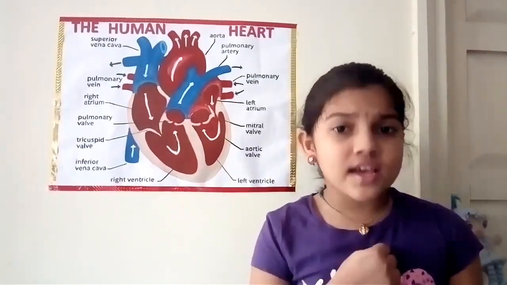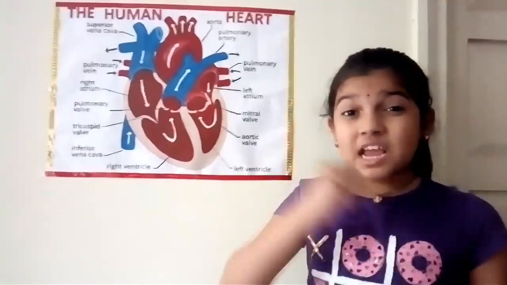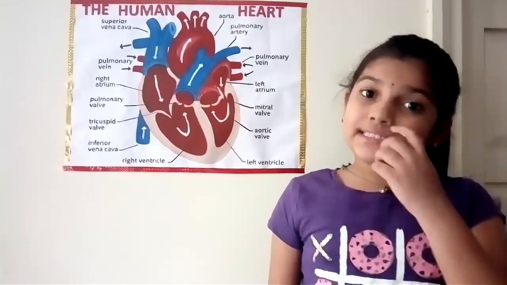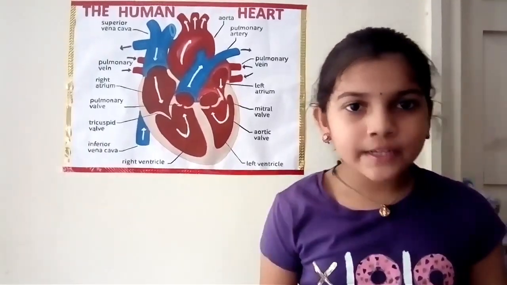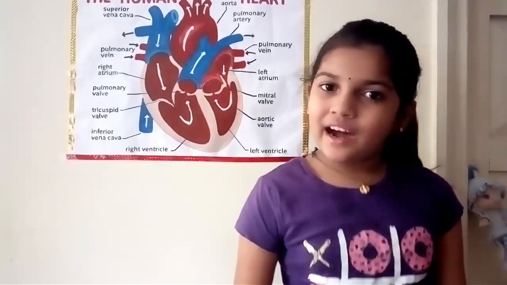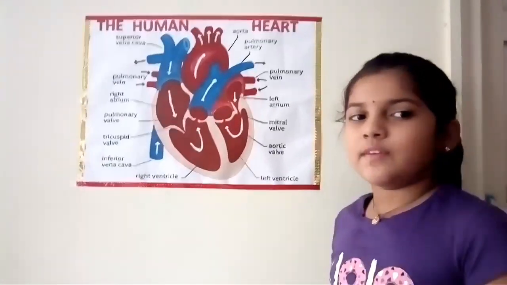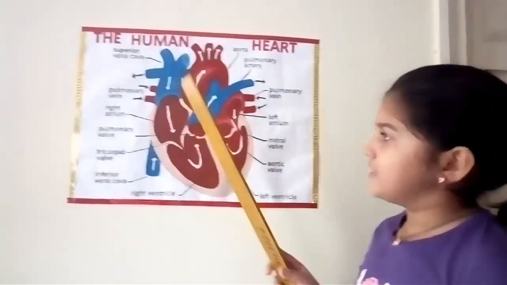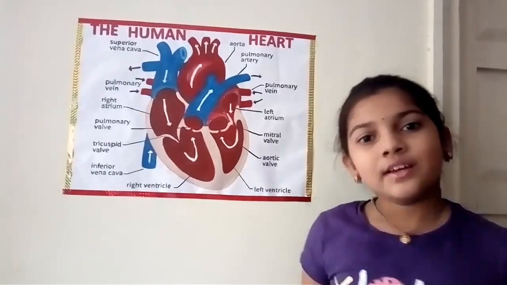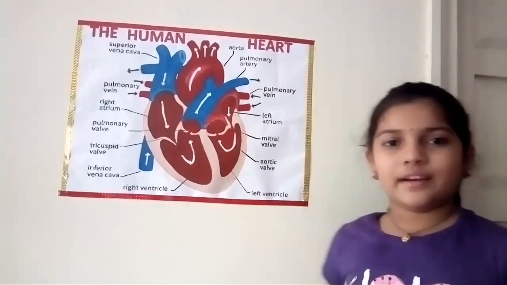Okay, now I'm going to teach you about the heart. The heart is the size of our fist and it is made up of very strong muscles. It is in the center of our chest, slightly to the left, in the chest cavity, and our heart pumps the blood to various parts of the body. This is the most important point about the heart. So this is the human heart. The human heart is divided into four chambers. The upper two chambers are called the atrium and the lower two chambers are called the ventricles. The right atrium, the left atrium, the right ventricle and the left ventricle.